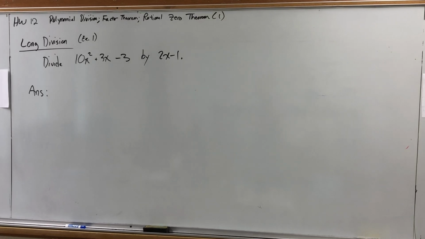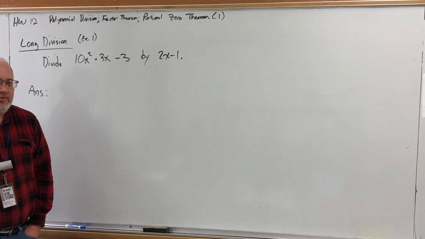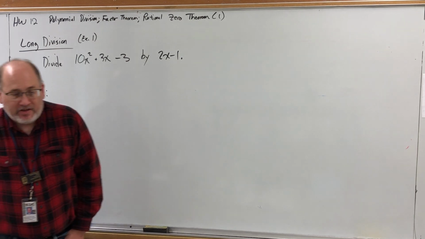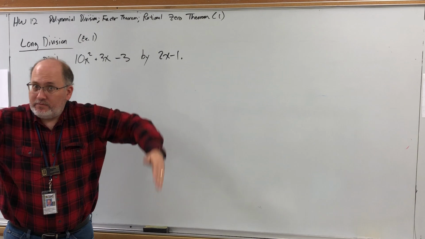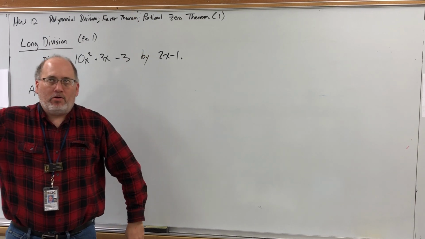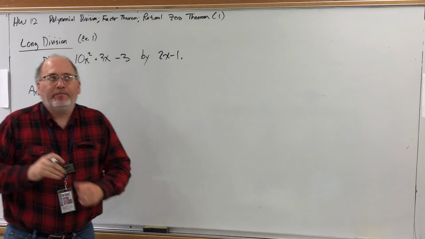Homework 12, Polynomial Division, Factor Theorem, Rational Zero Theorem, video number 1. In the previous series of videos, we talked about graphing polynomial functions by determining the end behavior, both ends rising, both ends falling, right rising, left falling, or left rising and right falling.